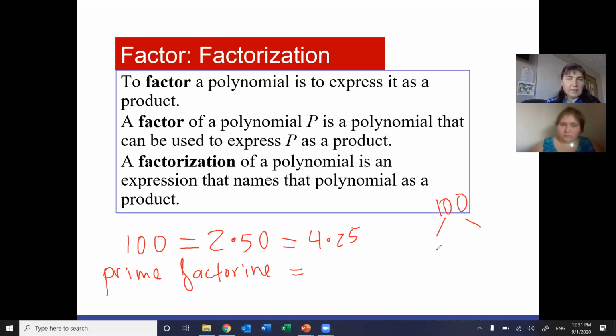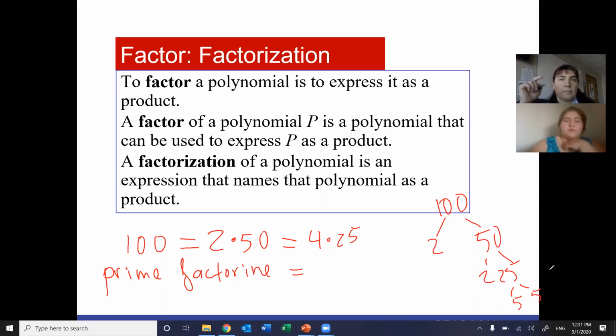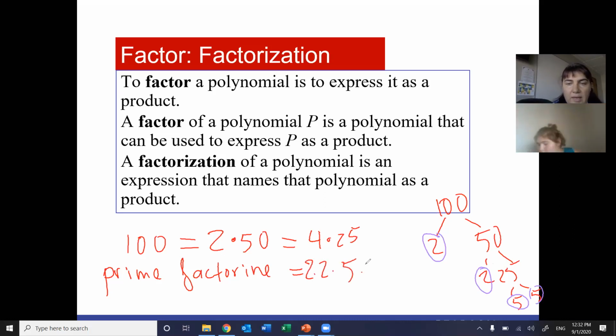Okay. So we're going to do the trick, Carissa. Let's say we can do 2 times 50. You can do 2 times 25. This is 5 times 5, right? So you cannot go any more. Since you cannot go any more, these are the prime factors: 2, 2, 5, and 5. So you can write your 100 as 2 times 2 times 5 times 5. And this would be the prime factorization of 100.